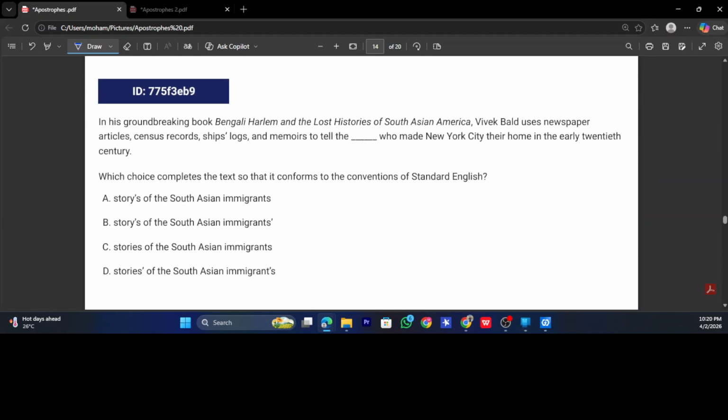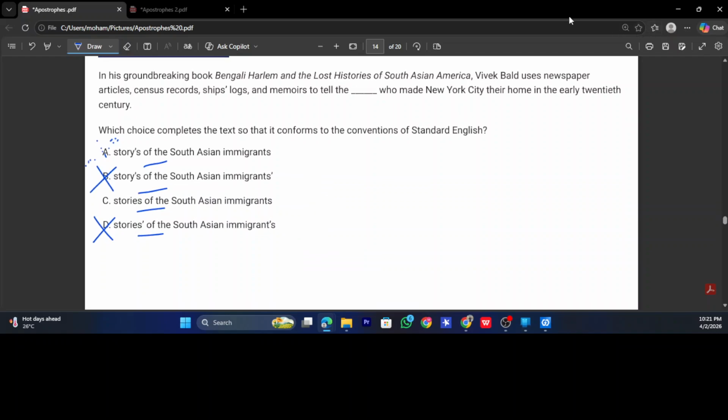Okay, after a preposition you don't use any apostrophe. So D and B and A, cross out immediately, because before a preposition you don't use any apostrophe. So C is here the correct answer. You can also solve this like that, and use also your basic knowledge like the plural nouns, the stories, and the immigration.